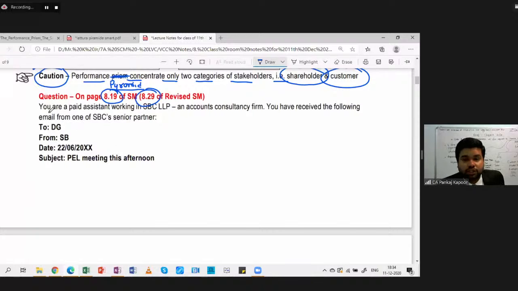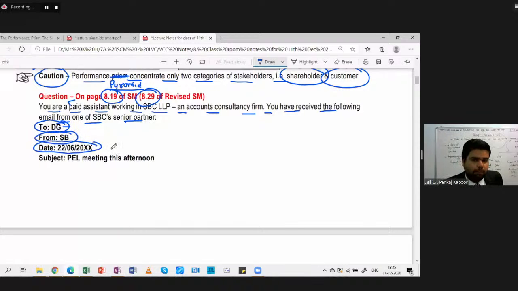Okay. Read the question. You are a paid assistant working in SBC LLP, an accounts consultancy firm. So you are a chartered accountant or semi-qualified chartered accountant who is working as a paid assistant in some accounting consultancy firm. You have received the following email from one of the senior partners of your accounting firm. It is addressed to you. So read DG as your name. This is the name of the senior partner. This is the date when you get the mail.